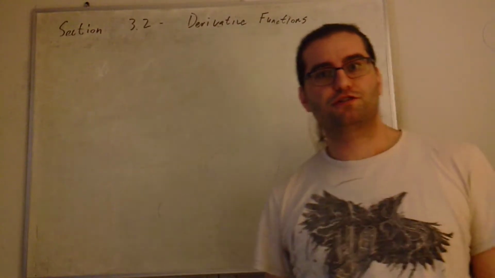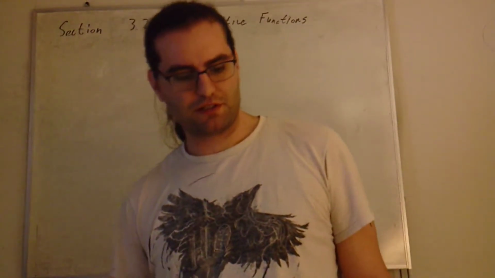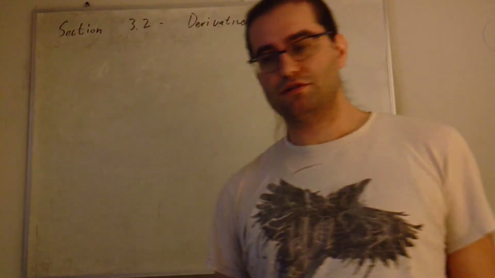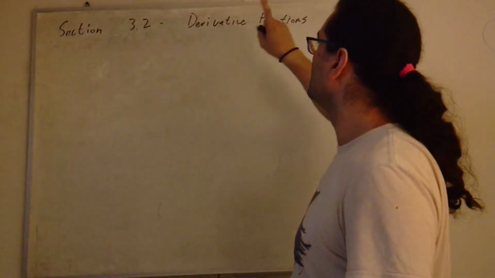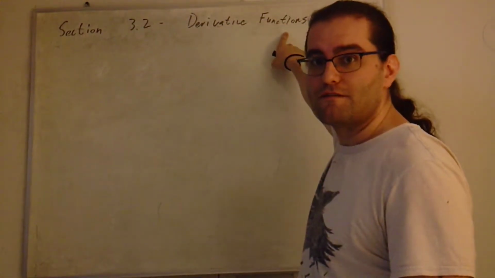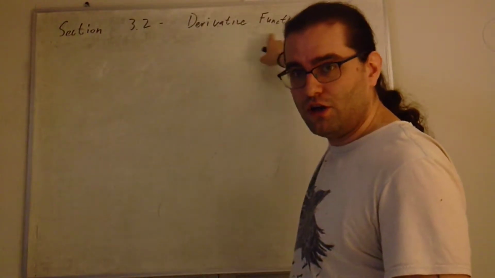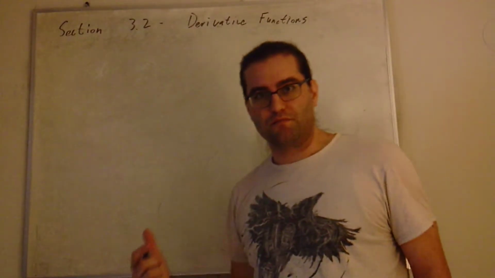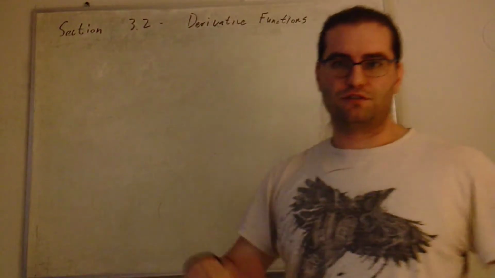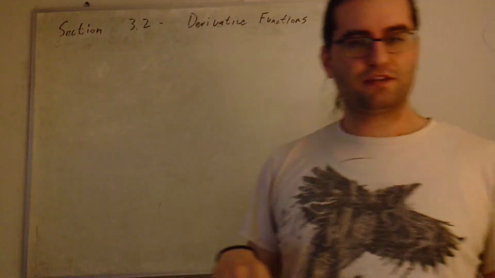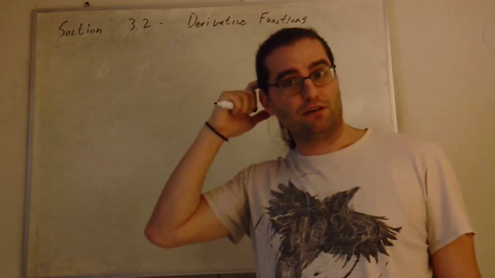I'm no longer interested in derivatives at points and the output being numbers. Now I want derivative functions. So a lot of this process is going to be the same. We're still going to be using difference quotients. We'll still take limits. The big difference is we're not going to use an a value.